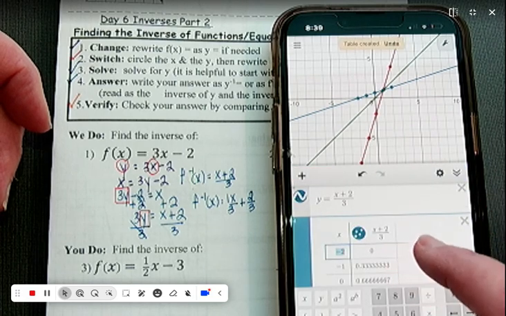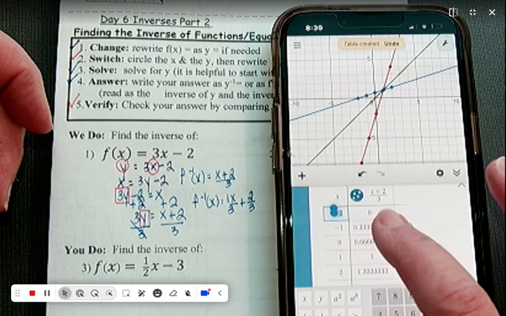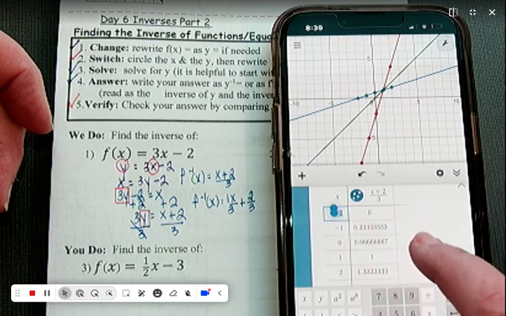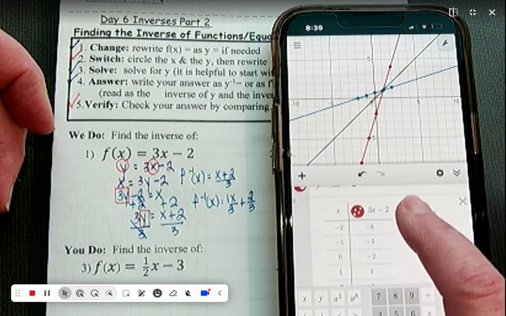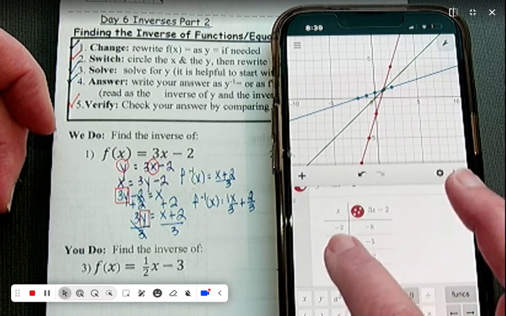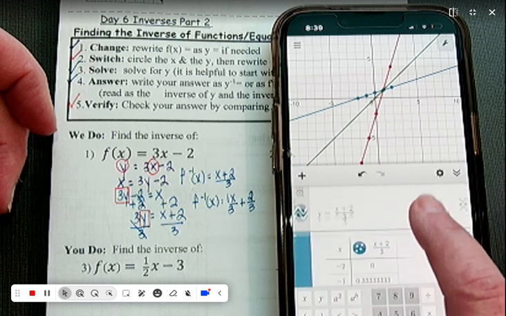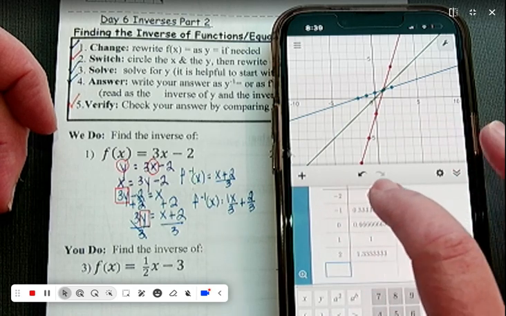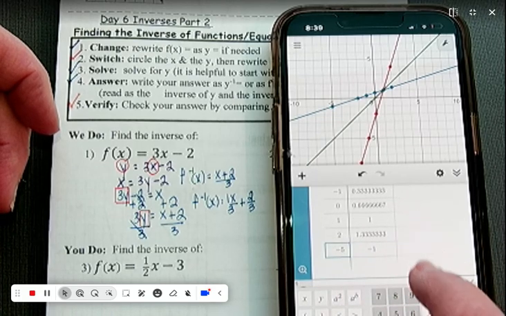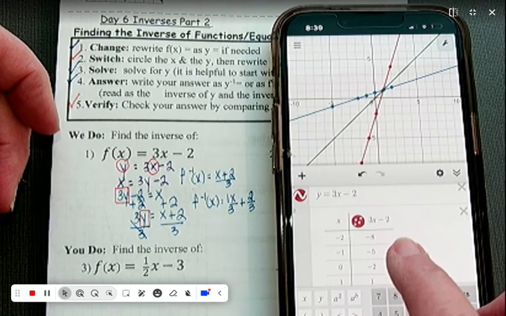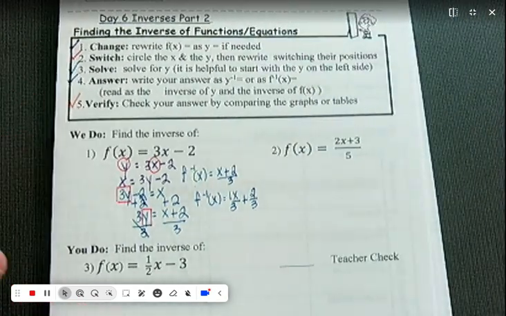There we go. And so I can look up my points and see them switch. So I had 0, -2, and -1, -5. Okay, so let's look at these two. I do have the -2, 0, and then let's look up -5. So this is -2, 0, which is switched. And if I type in -5, I get -1. So I can tell that those points are inverses. So just a way to check. All right, let's look at number 2.